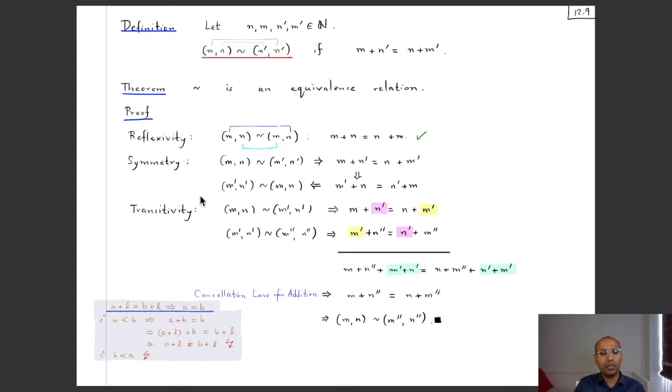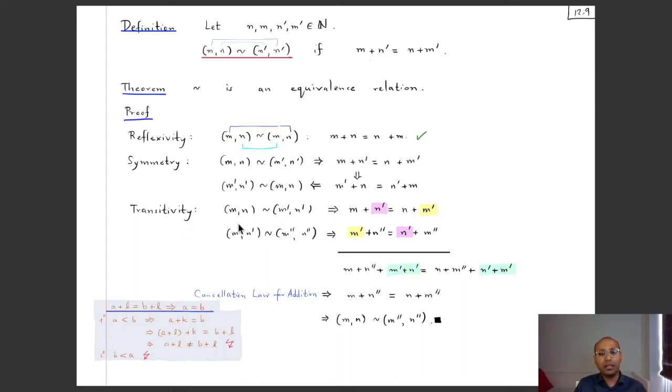So reflexivity is alright. For symmetry, we have to check that if (m, n) is related to (m prime, n prime), then (m prime, n prime) is related to (m, n). Well, (m, n) related to (m prime, n prime) already tells us that m plus n prime is the same as n plus m prime. But this means that if I read it from right to left, you have m prime plus n is equal to n prime plus m, right? But that's the same as saying that (m prime, n prime) is related to (m, n). Indeed, because what would this mean? That would mean that m prime plus n, which is this thing, should be equal to n prime plus m, which is this thing. So symmetry is also alright.